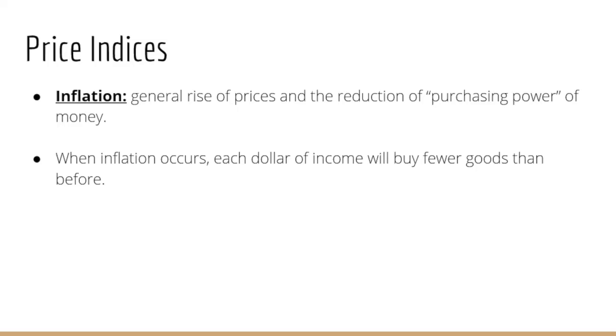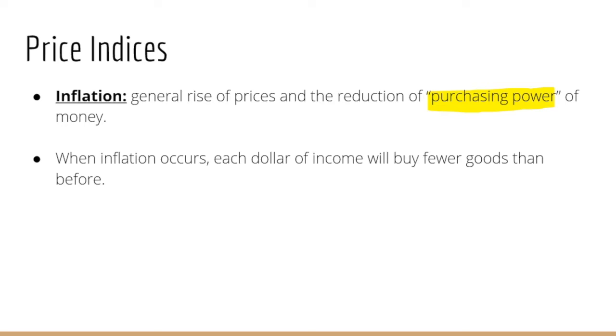All right, so price indices. When we talk about price indices, really this entire video is going to be about inflation and how we calculate or look at inflation within our country. Inflation, our definition of it, is just a general rise in prices and the reduction of purchasing power of money. The first part of this definition, the general rise of prices, is pretty self-explanatory, right? If milk costs $2 a gallon one day and all of a sudden the next week it costs $4, that is going to be inflation.